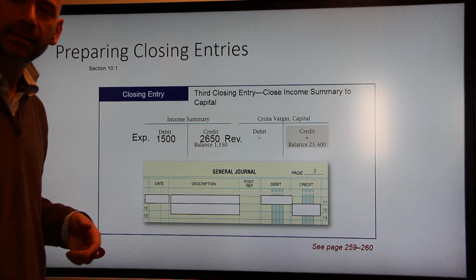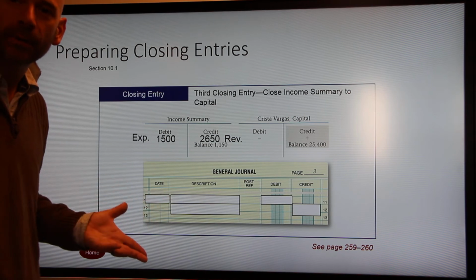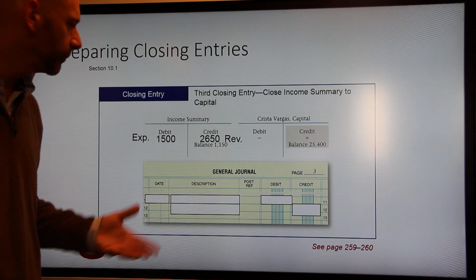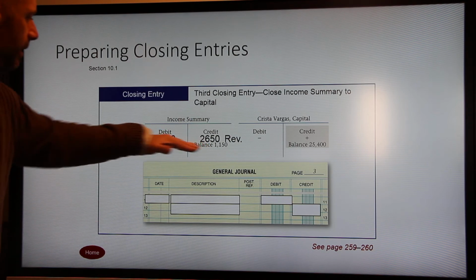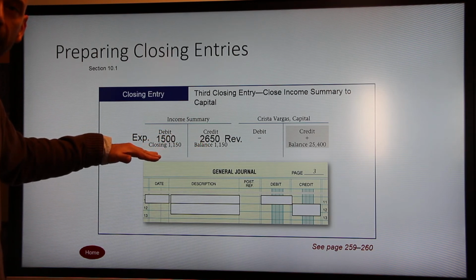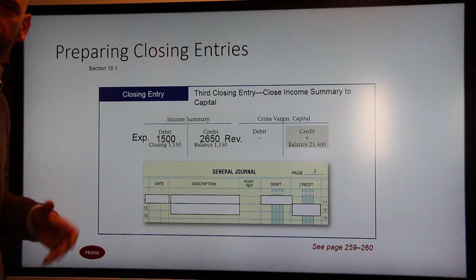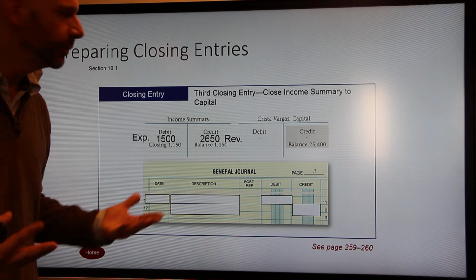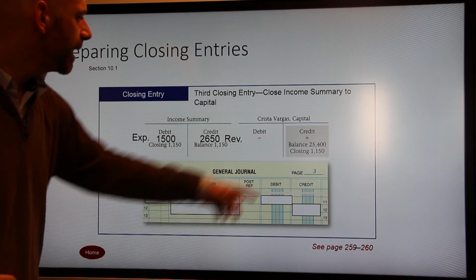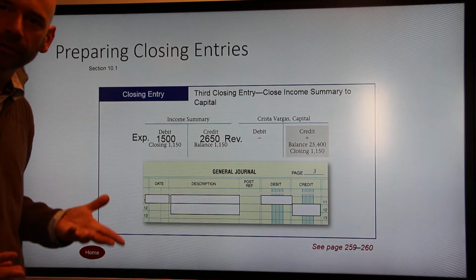So in order to make it zero, if it has a credit balance, guess what we have to do? We have to debit it to make it zero. So we would debit income summary $1,150 to bring income summary back to zero, all right? But now, we debited income summary, there always has to be a credit. So in this case, the account that we're passing the balance over to is our capital account. So we would have to credit our capital account $1,150.